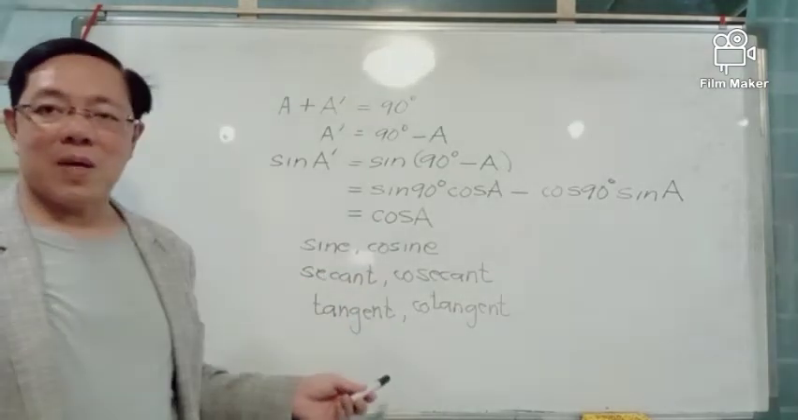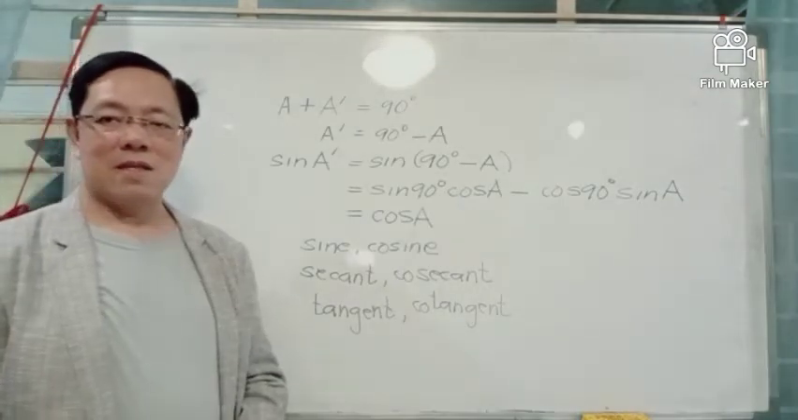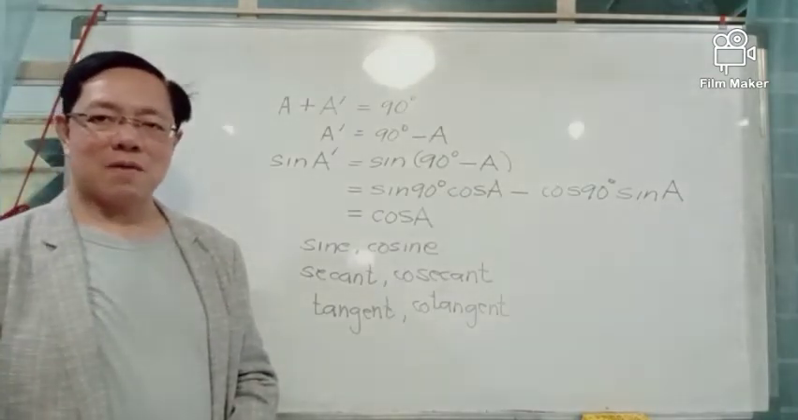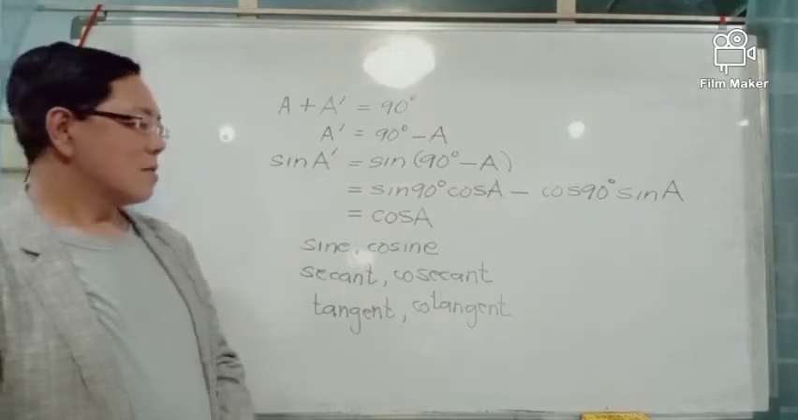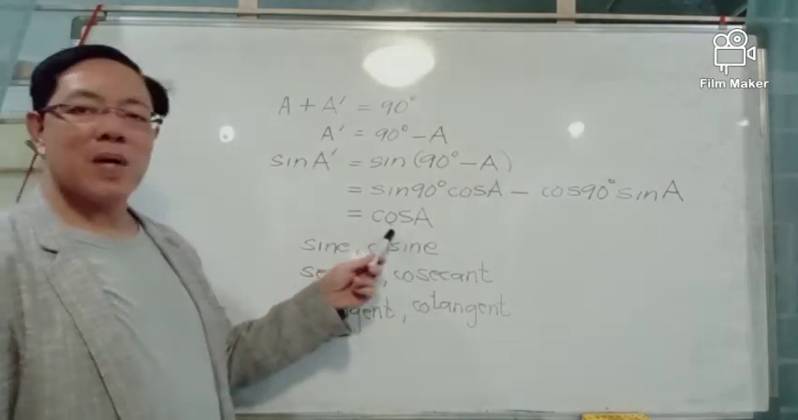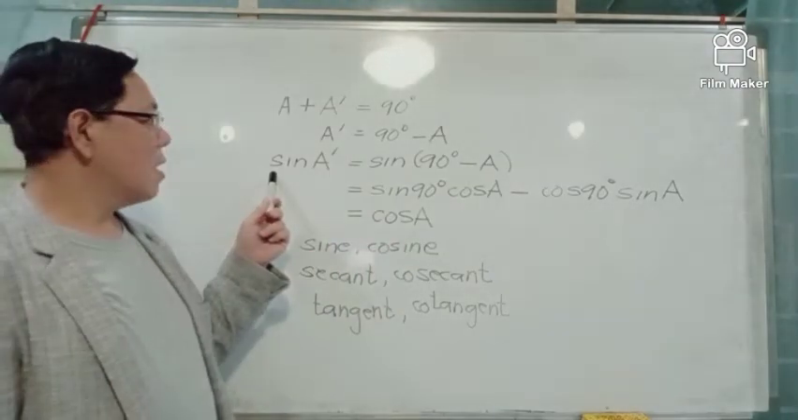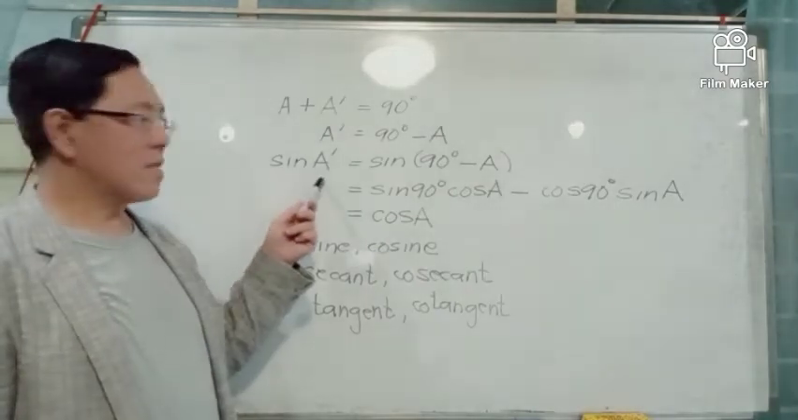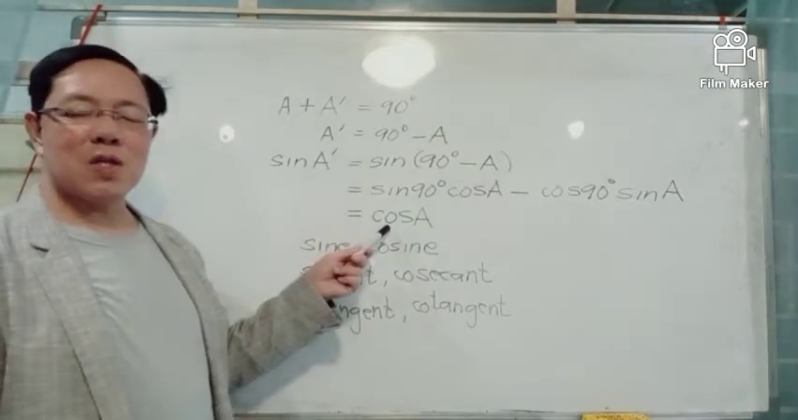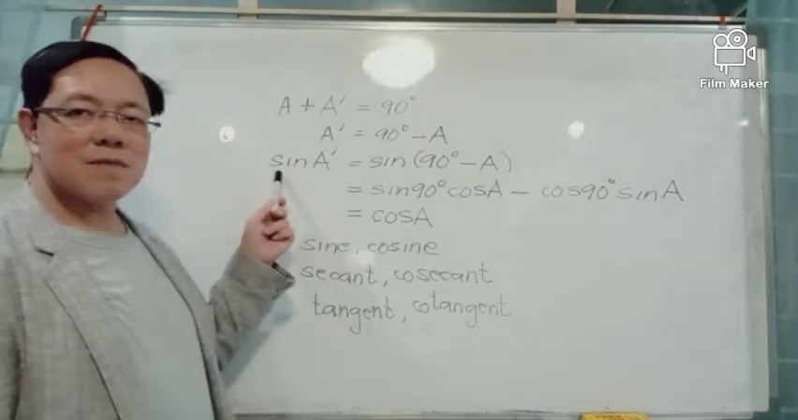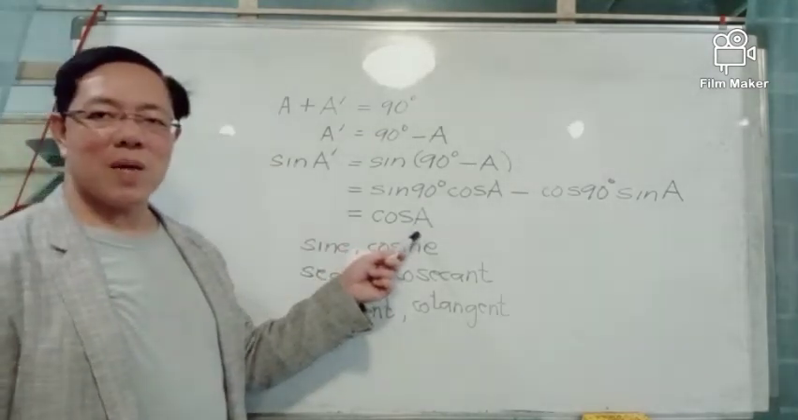So these are the three pairs of cofunctions, and we state again that the complement angle theorem says that the trigonometric function of an angle is equal to the cofunction of the complement of the angle. The cofunction of cosine is sine, and A prime is the complement of A.